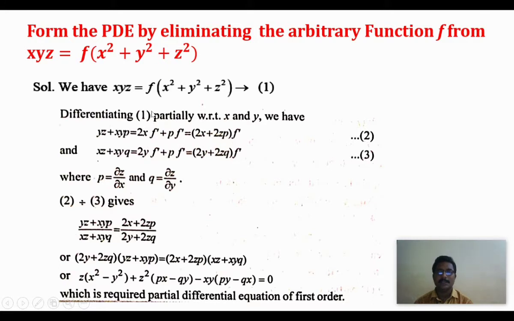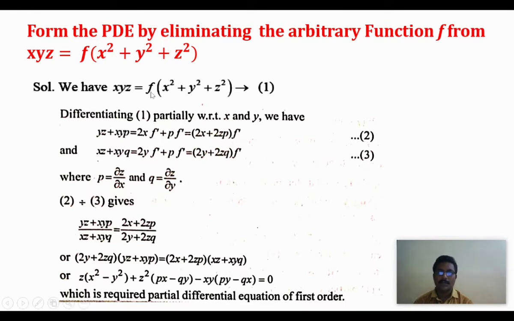Similarly, differentiating partially with respect to y. While differentiating partially with respect to y, keep x as constant. The derivative of xyz is obtained by using the product rule: xz keep it silent, y derivative is 1, and xy keep it silent, z derivative is ∂z/∂y. What is ∂z/∂y? Our denotation is q. So we will have xz + xyq.